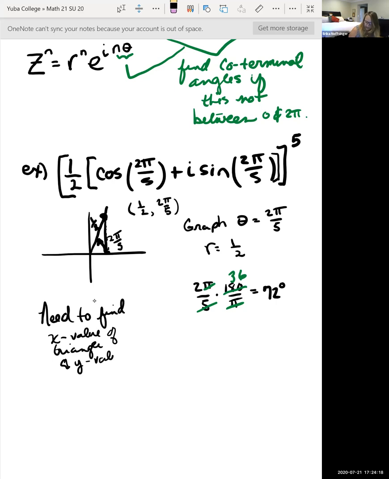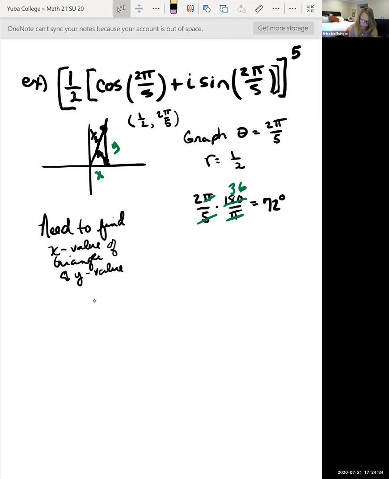So looking at this, y is x. Well, cosine of 2 pi fifths is equal to adjacent, x, all over r, which is 1/2. If we multiply both sides by 1/2, x is equal to 1/2 cosine of 2 pi fifths.